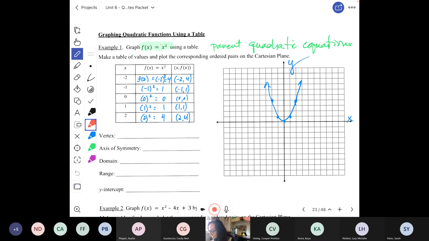But can you identify the vertex? What is the vertex? (0, 0). And you always write it as an ordered pair. It is a point. It is the lowest point on a parabola opening up or the highest point on a parabola oriented downward. And we will see that that is just the value (h, k).